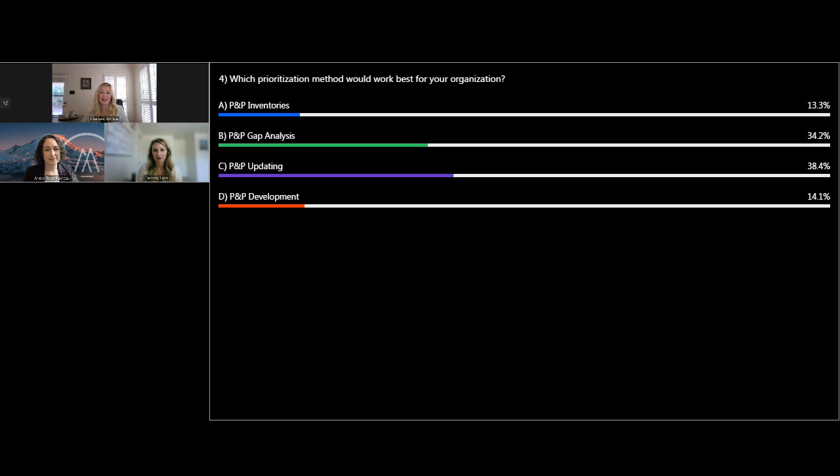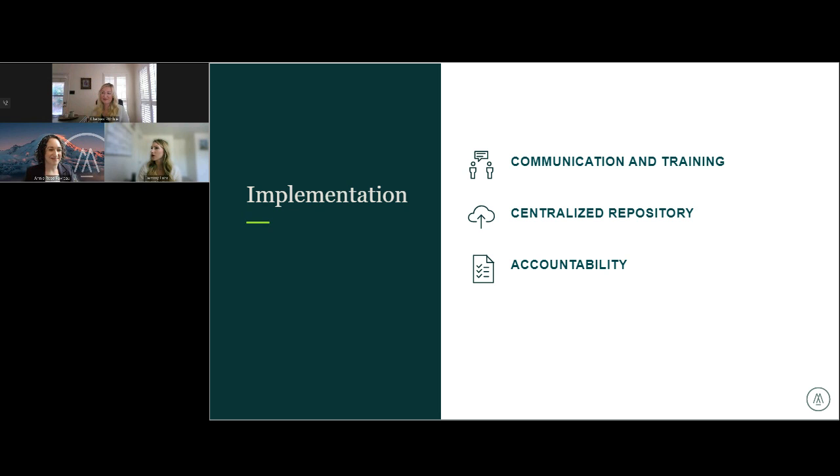I agree. Well, do you want to talk about some implementation guidelines? I would love to. Yes. All right. So congratulations. Perhaps you have gone through the long and arduous process of inventorying and updating all of your policies and procedures. They're all up to date. So you're done, right? No, not right. Not really, as Chelsea had indicated.